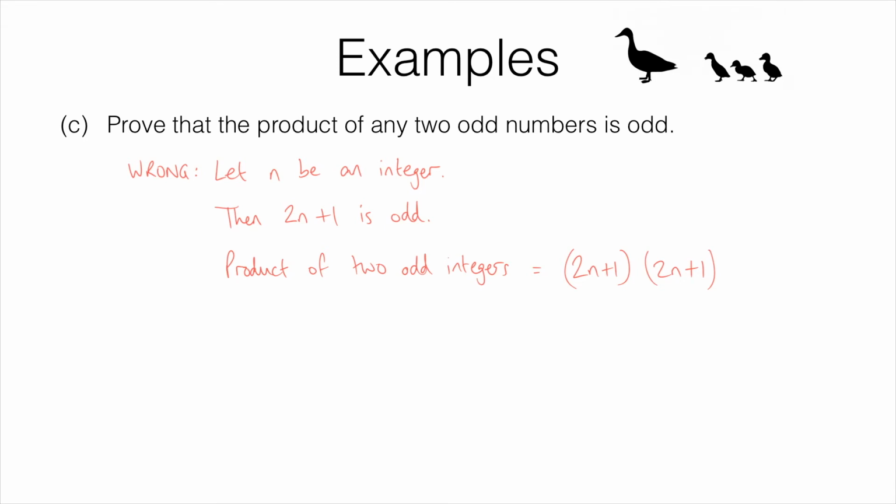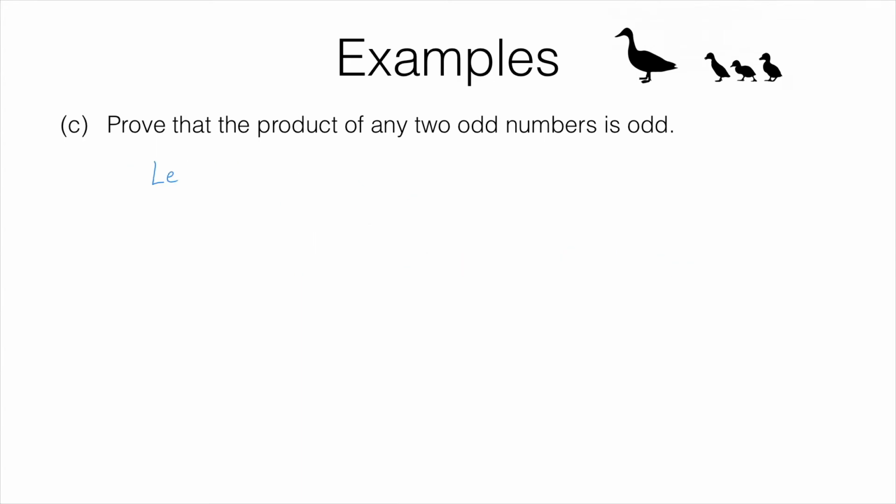So just like in example B, they are going to deal with the square of an odd number. And if they carried on with this proof, all they would do is show that the product of an odd number and itself, i.e. an odd number squared, is odd. And that's not the same as proving that the product of any 2 odd numbers is odd. So in this case, we need algebraic expressions for any 2 odd numbers. Here's how we do it.